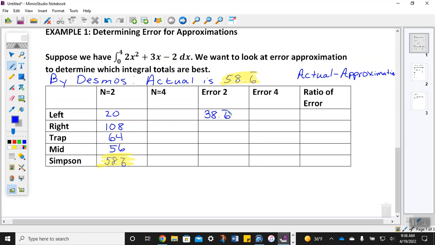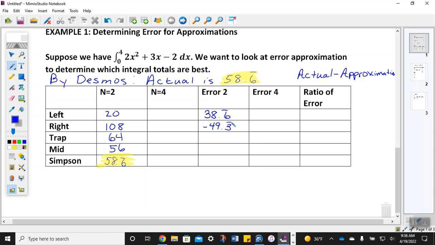Guys, do me a favor here. Take the right-hand sum away from 58.6 repeating. Tell me what you have. So you're going to go 58.6 repeating minus... I have negative 49.4. Negative 49 point... I'm actually going to call it negative 49 point 3 repeating, I think.